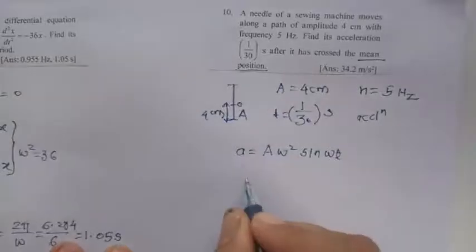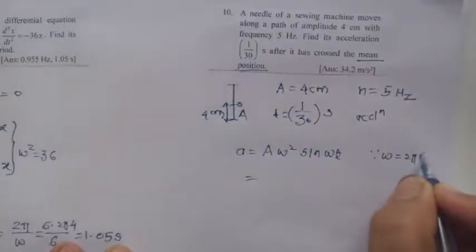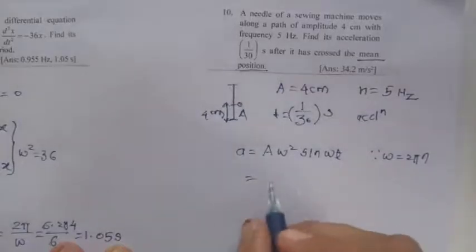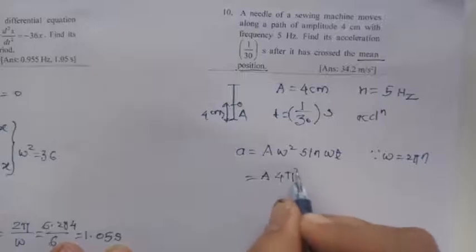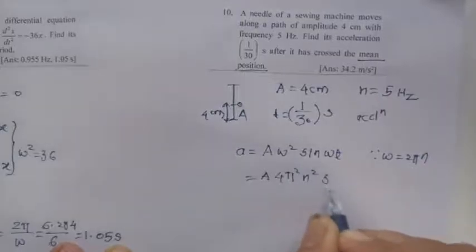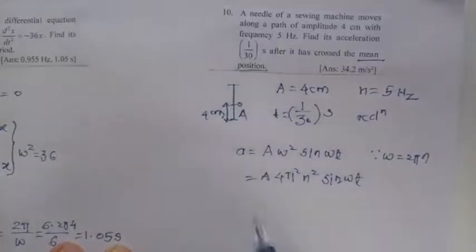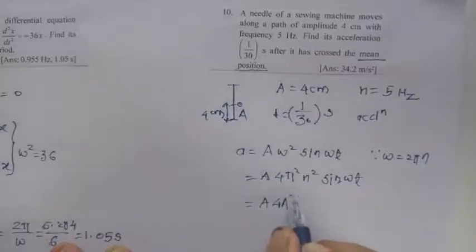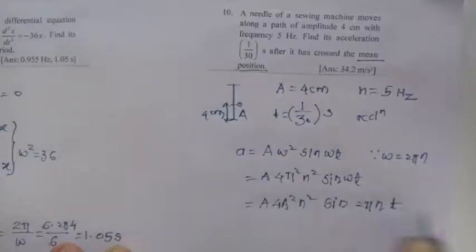Now I can put the value of omega. Since omega is equal to 2 pi n, when I put it here I get 4 pi square n square, so I can directly write a into 4 pi square n square sine omega t. Again, in place of omega I can put the value 2 pi n: 4 pi square n square sine of 2 pi n into t.